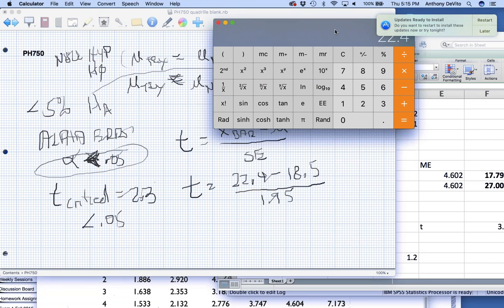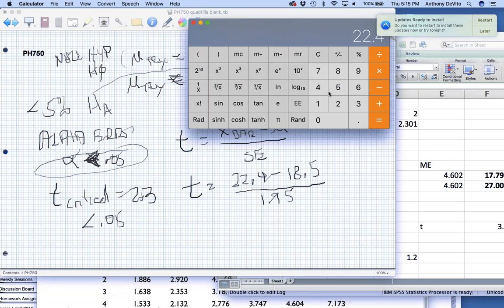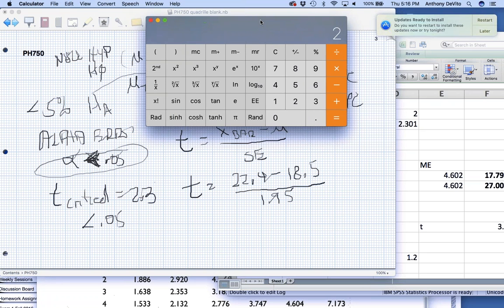(22.4) minus 18.5 divided by 1.95. Okay, what's my t-score? My t-score is equal to 2.0.